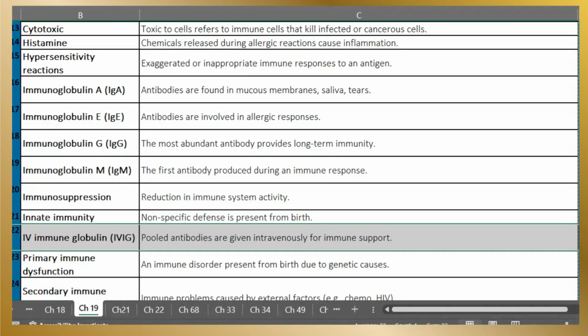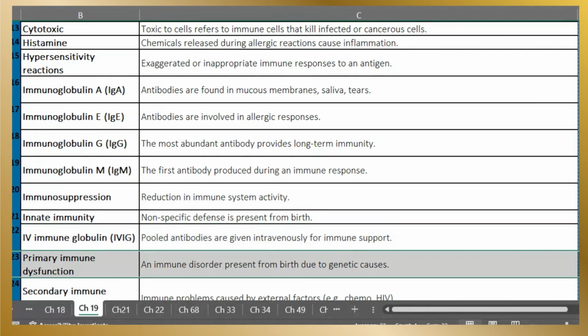IV immunoglobulin, IVIG, it's pooled antibodies given intravenously for immune support. So IV plus IG is like ready-made antibodies for a weak immune system, that kind of thing.